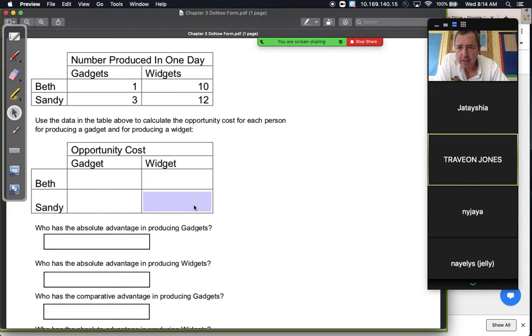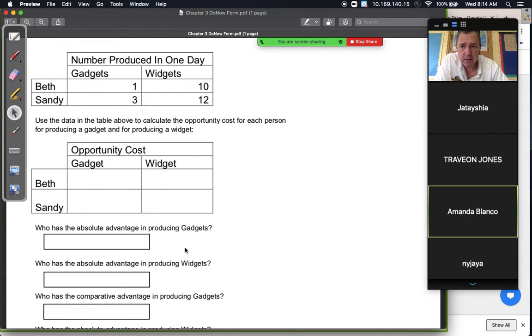All right, and there's a couple of questions we can answer right now. Who has the absolute advantage in producing gadgets? Can somebody tell me? Sandy, right. Because what? Because she can make two more than Beth in a day. Right, she can make more than Beth in a day. And who has the absolute advantage in producing widgets? Sandy again, all right? In the classwork, they're going to ask you to explain. There'll be a little box for explaining your answer: because she can produce more widgets in one day.